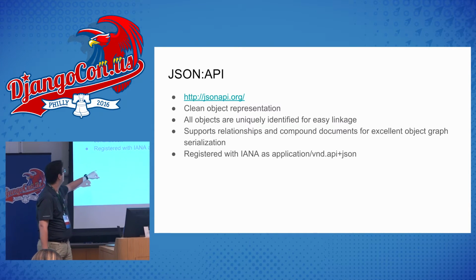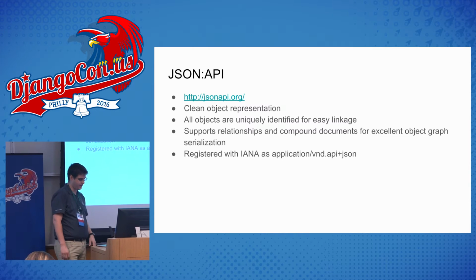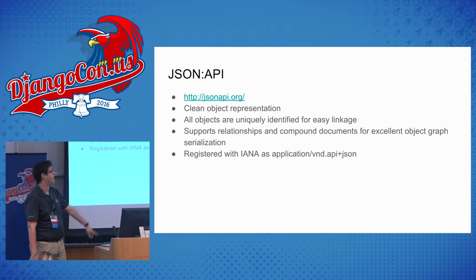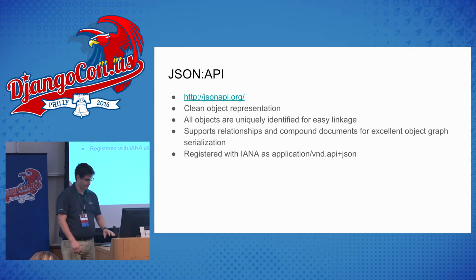Also, JSON API is registered with the Internet Assigned Numbers Authority, so it's actually available as a specific content type, application/vnd.api+json.